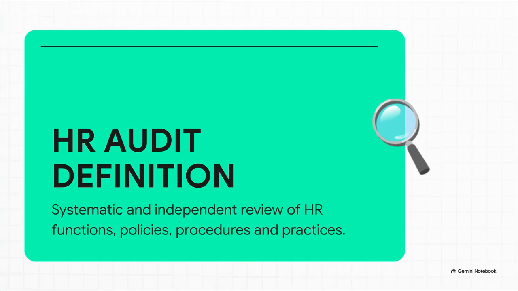So under 1, HR audit definition, we see that an HR audit is a systematic and independent review of HR functions, policies, procedures, and practices to ensure they are effective, compliant, and support the organization's objectives. Now, I want to pause on a really critical word here, independent. What does that mean in practice? Well, it means this isn't just the HR manager doing a quick self-check on a slow Friday afternoon. No, this is an objective, third-party evaluation, usually done by an internal audit department that looks at the operations completely free from departmental bias. That independence is literally what guarantees the integrity of the whole review.